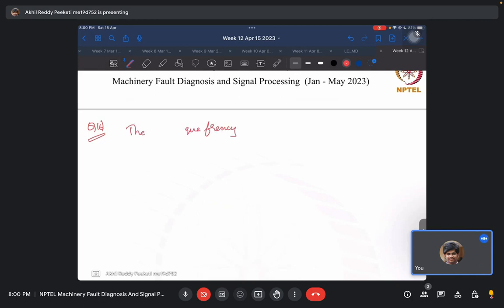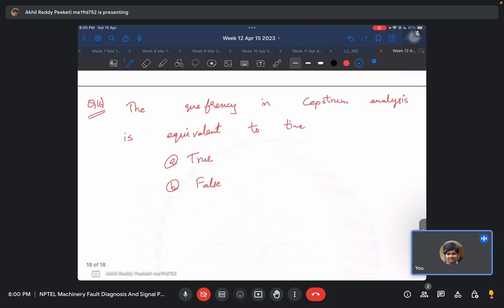The Q frequency in system analysis is equivalent to time. True or false? The Q frequency in substance analysis is equivalent to time. Answer is true.